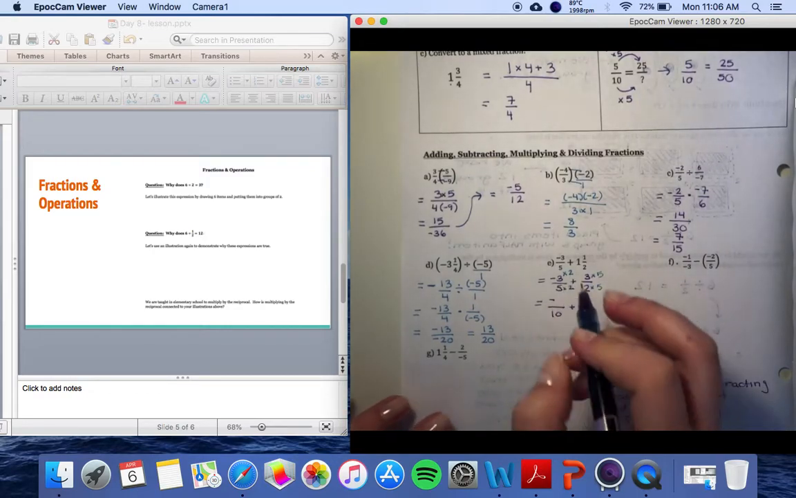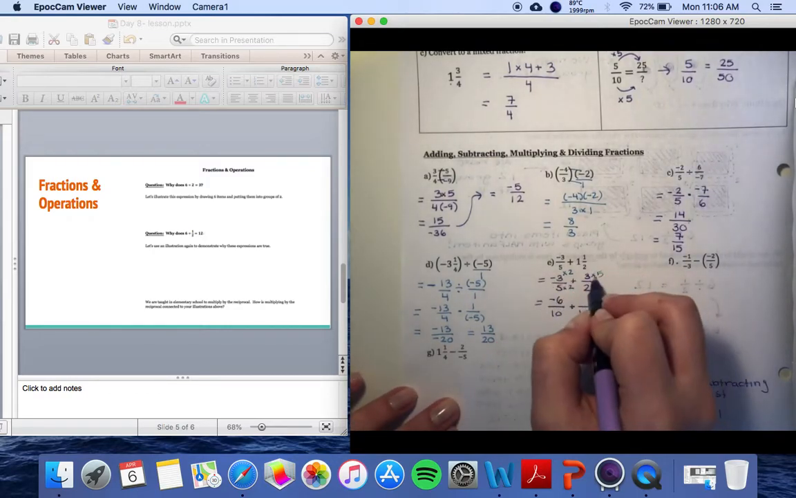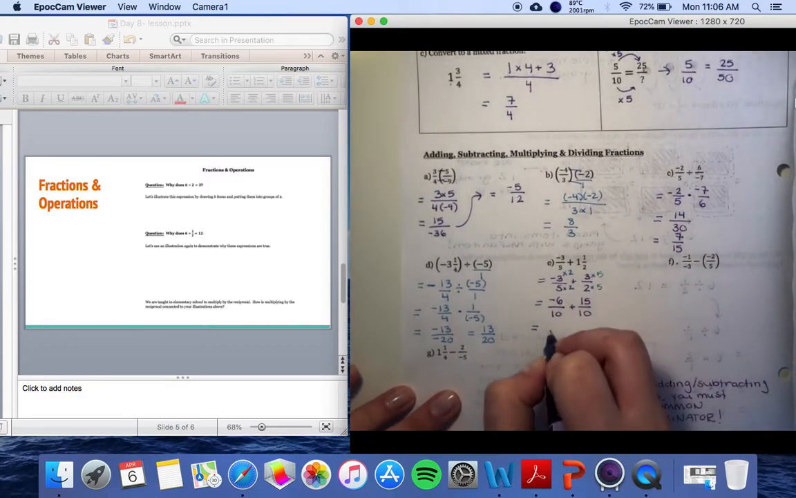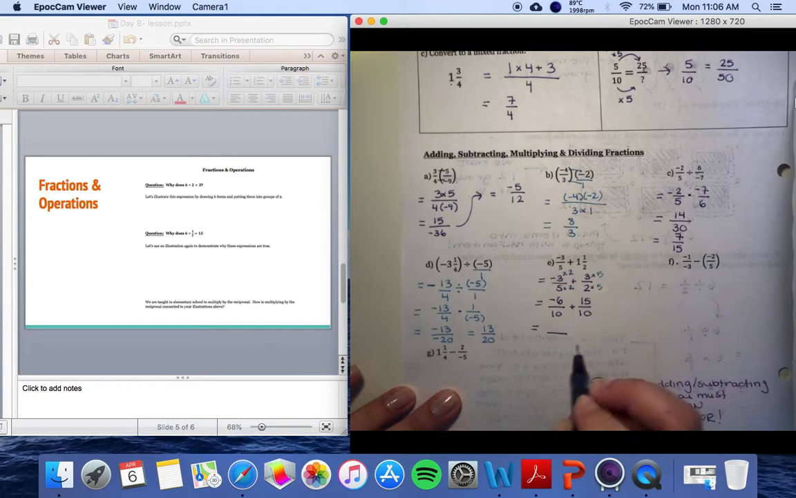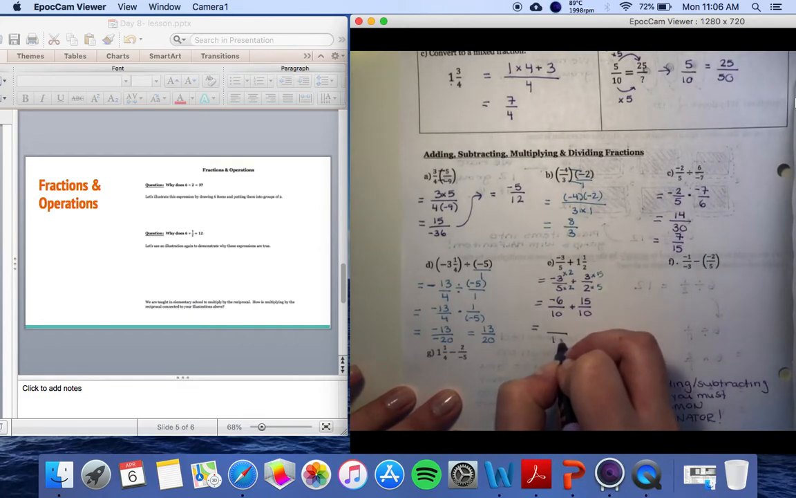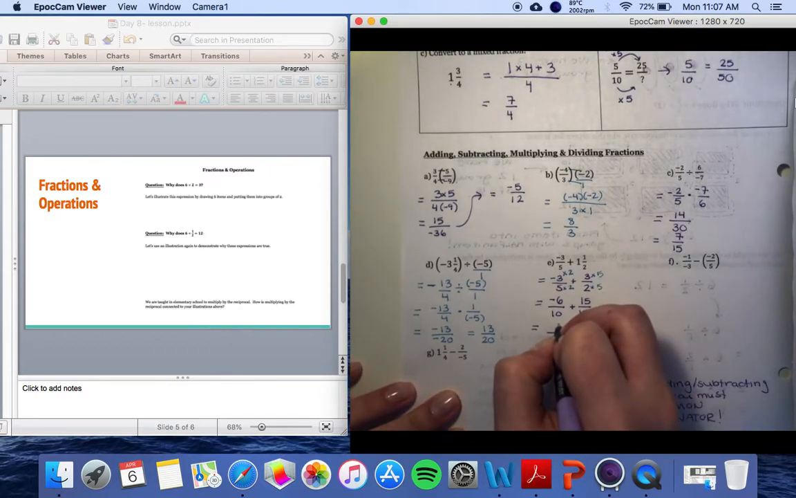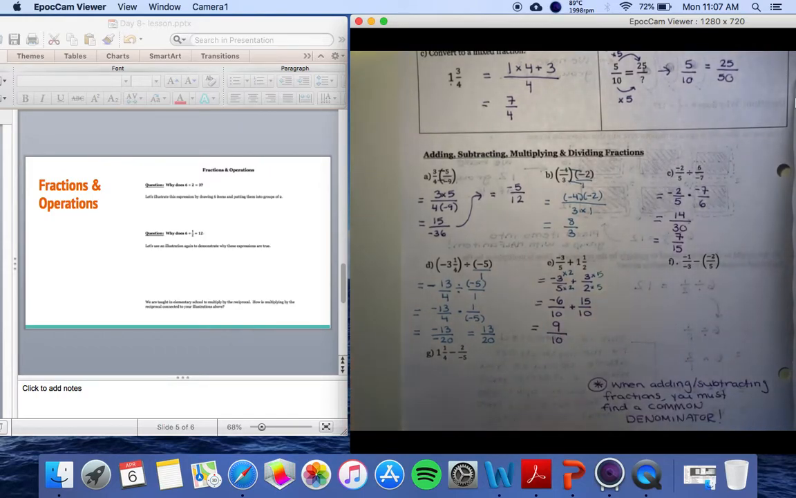So negative 3 times 2 is negative 6. 3 times 5, we're now dealing with the number 15. So now, since we are adding fractions, that means that our denominator is just going to remain as 10. We do not touch the denominator now. The only thing we are going to be adding are the numerators. So negative 6 plus 15, that's going to leave us with positive 9 over 10.